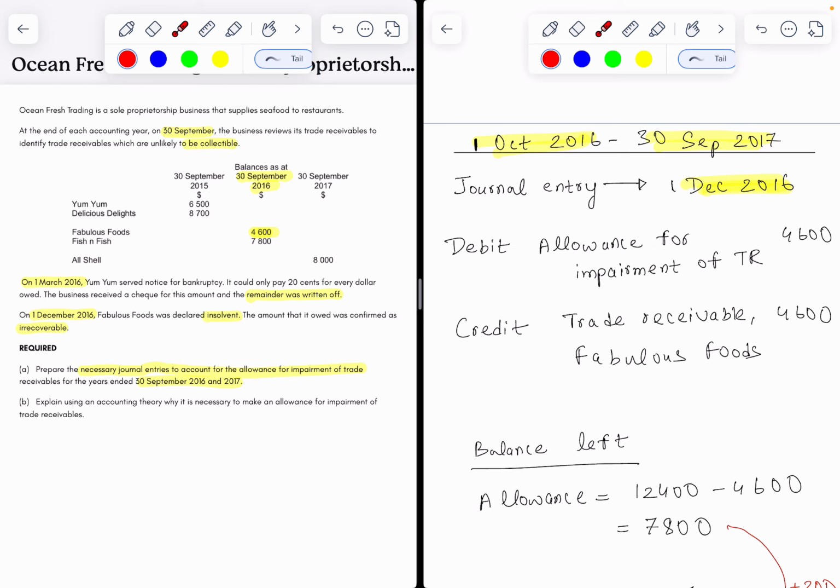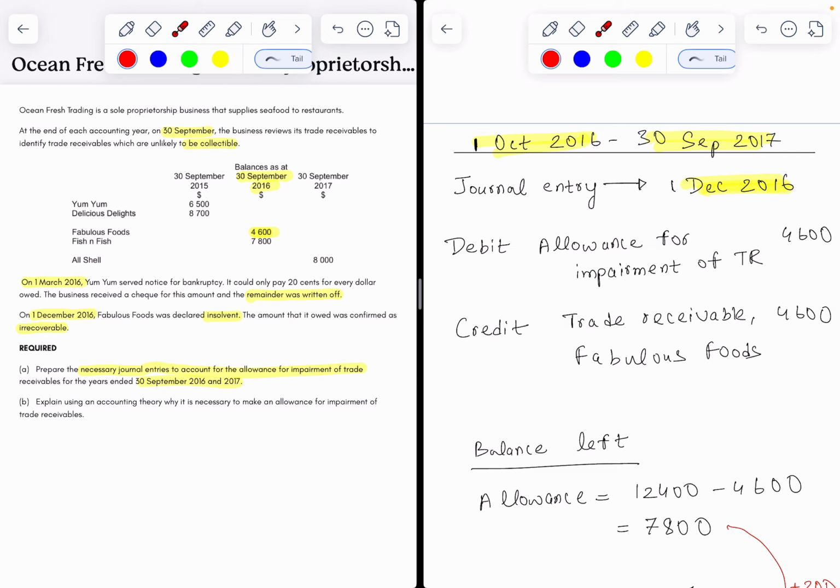So we debit the allowance for impairment of trade receivables by $4,600, which is the amount Fabulous Foods owed us. And simultaneously, we credit specifically the account of trade receivable Fabulous Foods by $4,600. This means the asset, which is Fabulous Foods, originally an asset to us because we thought we'd get the money from them, is no longer an asset. And now that assets are decreasing, we have to credit it. Okay? All right. Now we need to adjust for the ending balance.